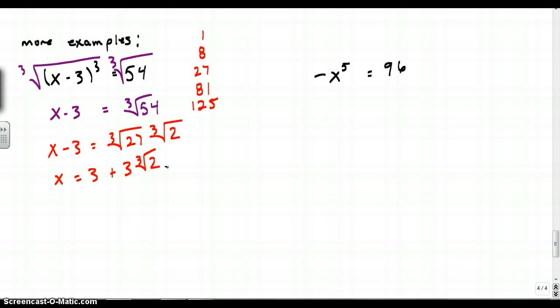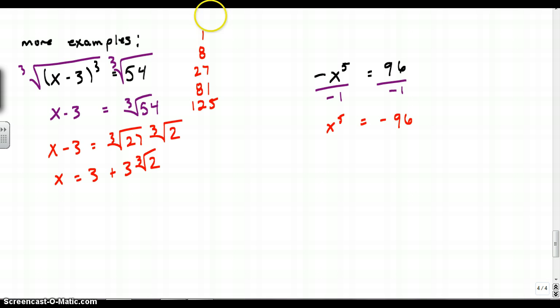And then last example, we have negative x to the 5th equals 96. So the first thing we have to do is get this x to the 5th by itself. It looks like it's by itself. What I'm going to have to do is divide both sides by -1. When I do that, I get positive x to the 5th equals negative 96. And don't automatically assume that because we're taking roots, we can't do negatives, because negative odd roots are not imaginary numbers. Only negative even roots are imaginary numbers.